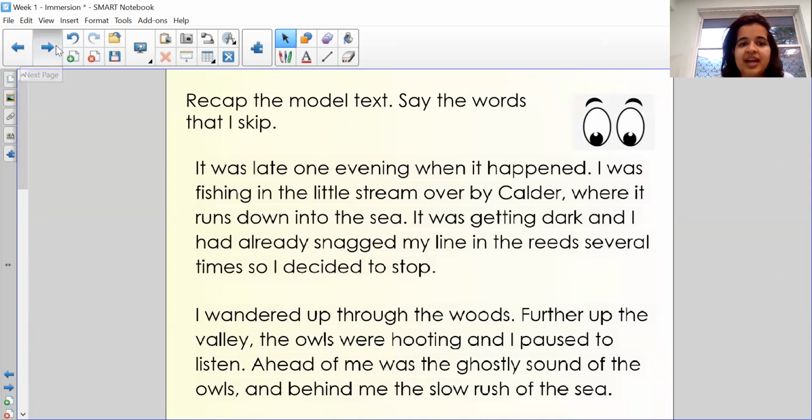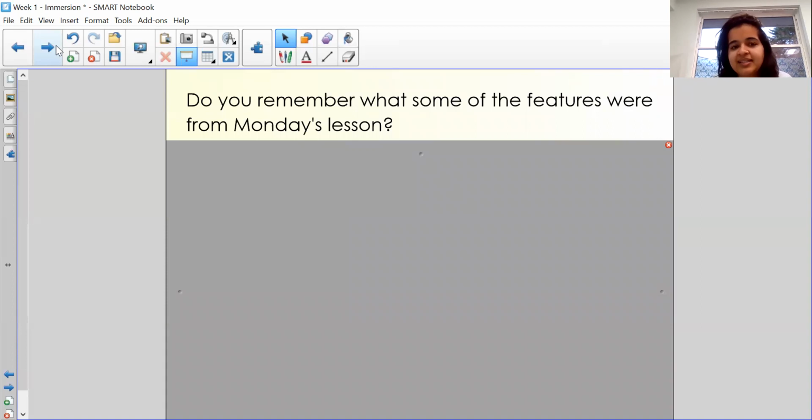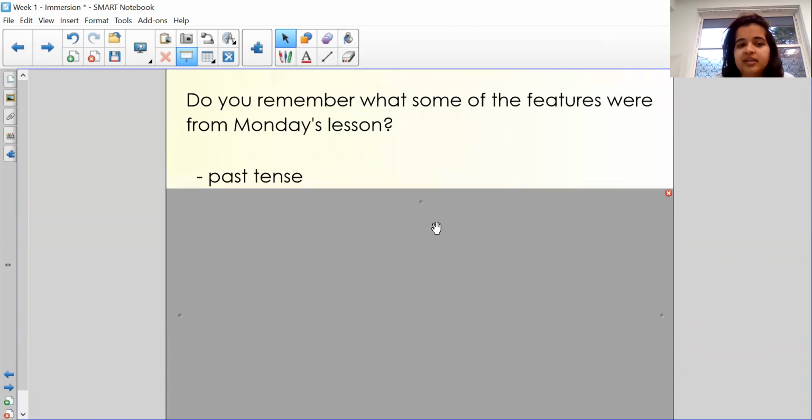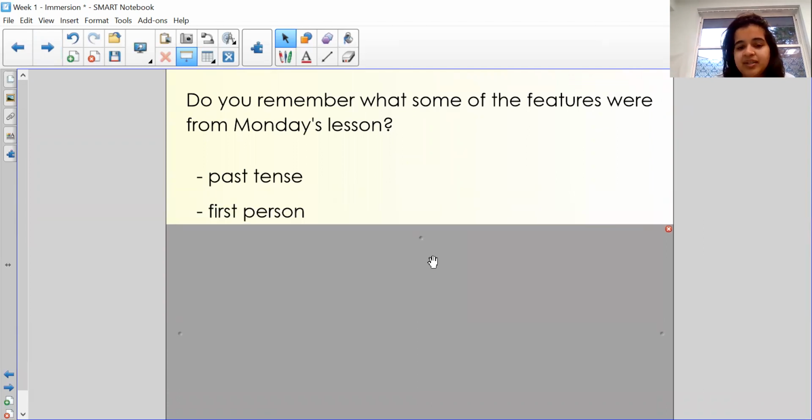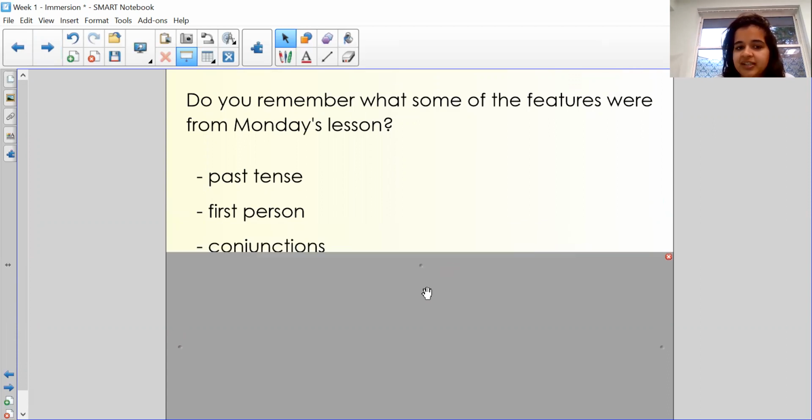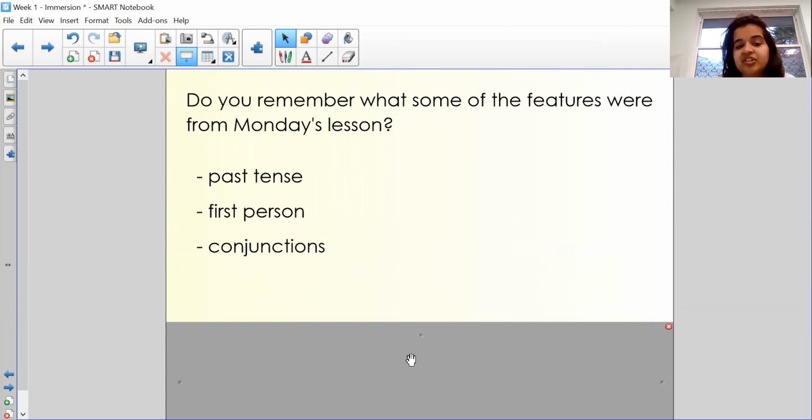Okay. So let's go over the features. Now, I did say these on Monday's lesson. Do you remember what they were? So this is parts of the text that you have to include in all recounts, okay? The first one is you are writing in the past tense. The next one is you are looking for first person writing. And the last one is conjunctions. Those are the three features that we're going to focus on today, okay?